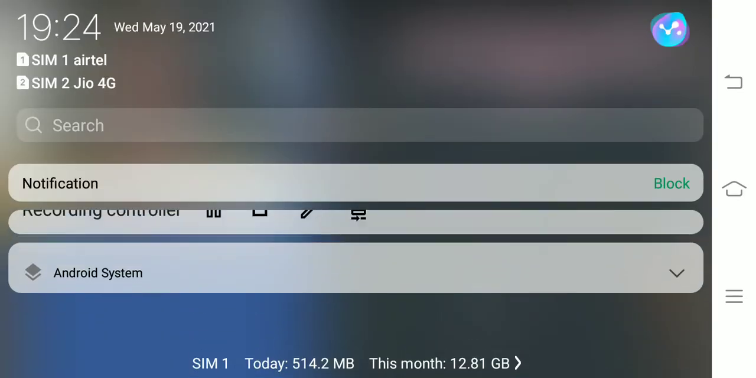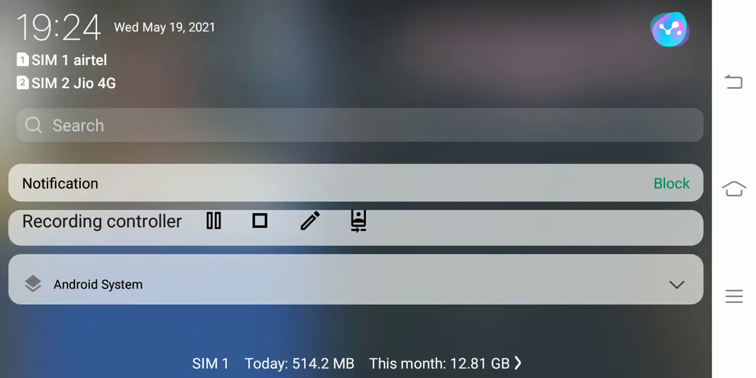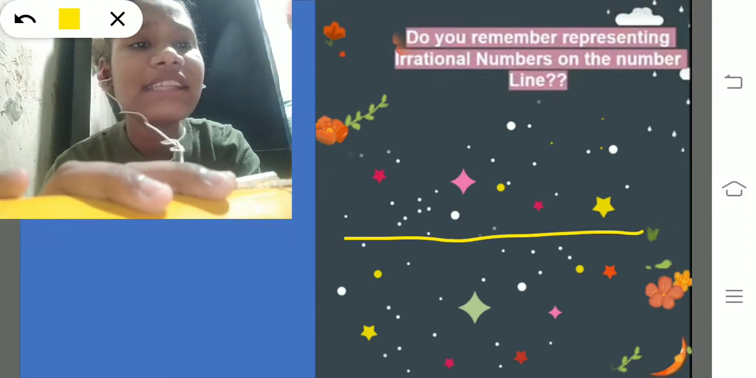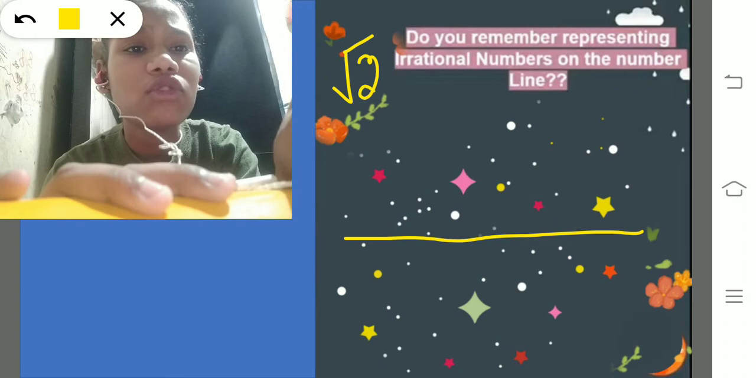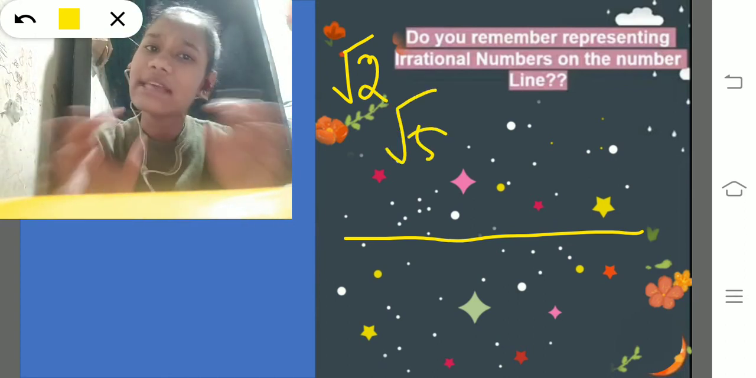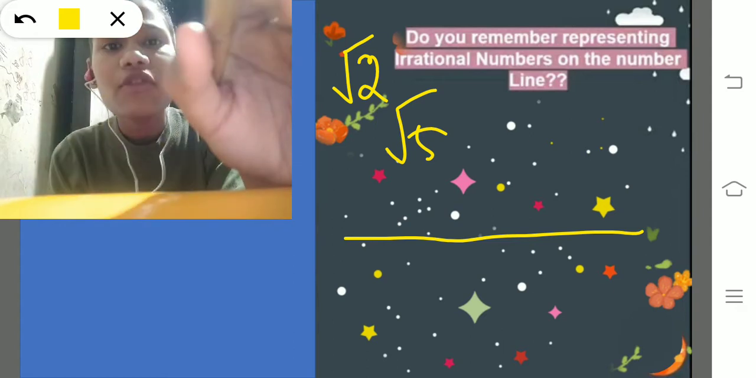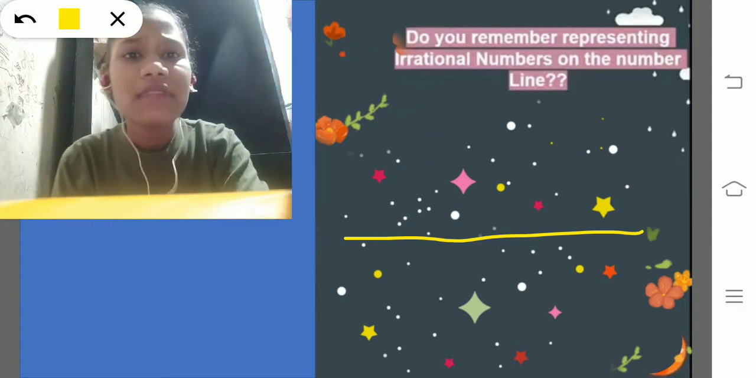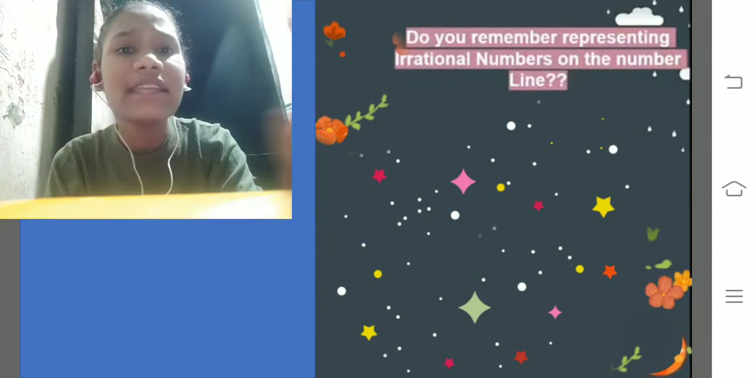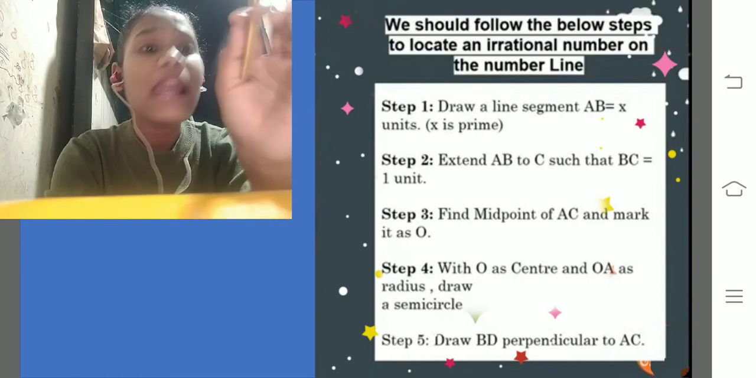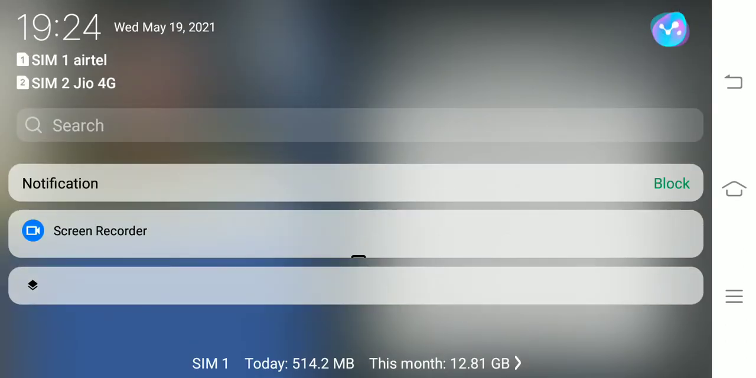And if I say representing, it is simple, but the thing you have to do is take some irrational numbers, like root 2, root 5, but the process of representing is the same. First of all, you will draw a line. Let's go and see the steps that we have to do. Step number 1 says draw a line segment AB.